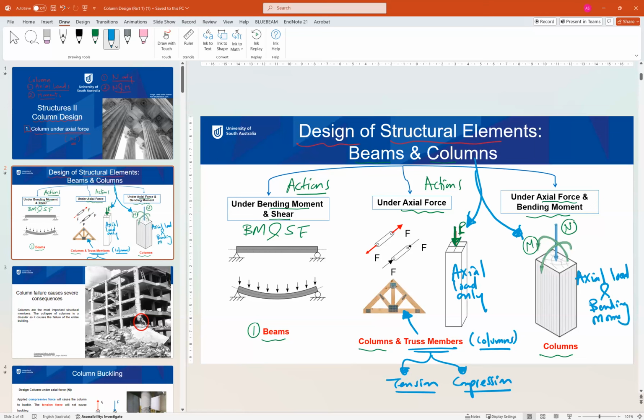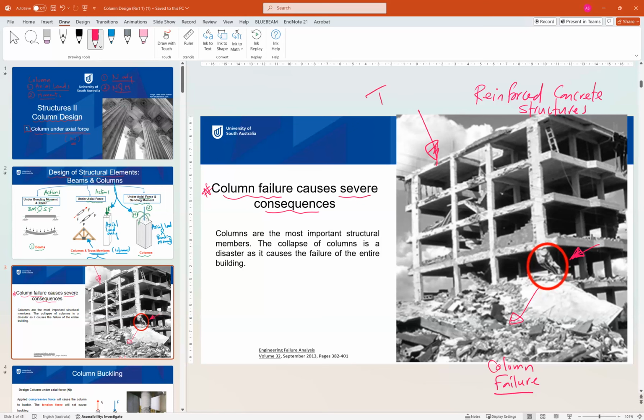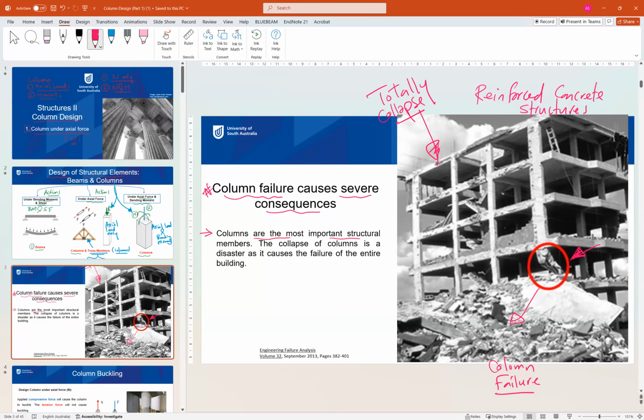The column collapse cannot be rehabilitated or fixed. So the column failure cannot be fixed. This means that this building totally collapses. If a column collapses, or two or three columns collapse, this means total failure or total collapse of the building. So the columns are the most important structural members because the collapse of a column is a disaster and will cause failure of the entire building.